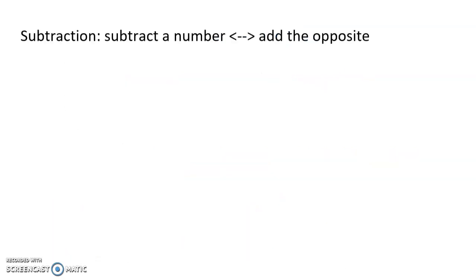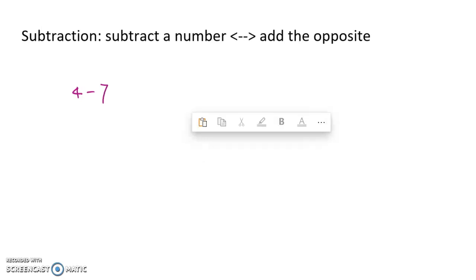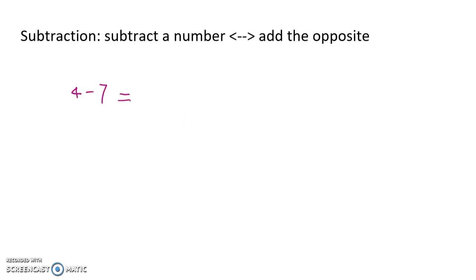Now let's look at subtraction. Well, we can always turn a subtraction into addition problem because subtracting a number is equivalent to adding the opposite of the number. For example, if I do 4 minus 7, it's subtraction here, I can always turn this into 4, the first number doesn't change, plus the opposite of 7, which is negative 7.